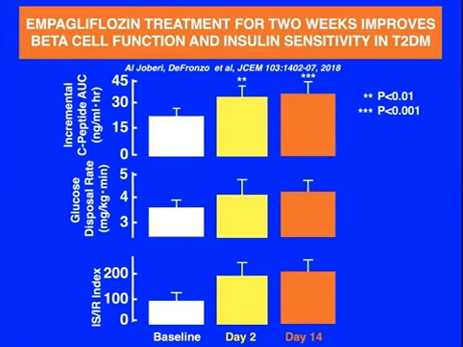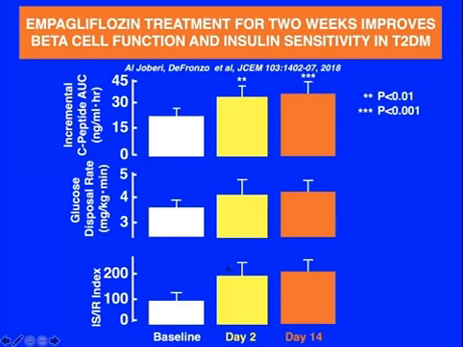Now, we subsequently went on to show that, in fact, you get exactly the same results if you do this study with empagliflozin. So here in the top, you can see the increase in insulin secretion before and then 2 and 14 days after treating the people with empagliflozin. Here are the rates of insulin-mediated glucose disposal. Again, you see that 35% improvement in insulin sensitivity. And in the bottom, the disposition index, which is the gold standard of beta cell function, also increased.